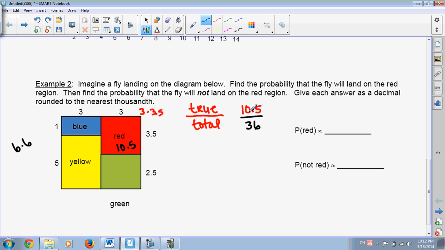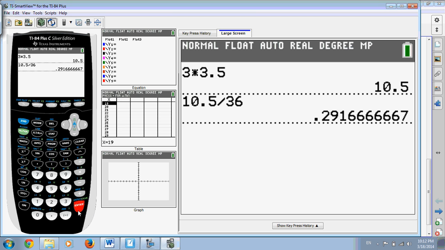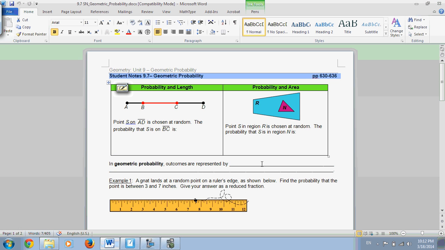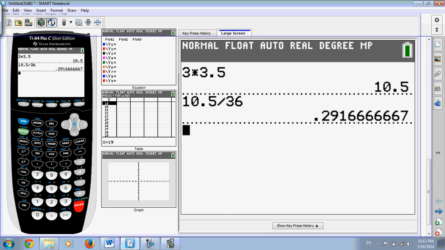So the area that's true is the red area, 10.5, over the area that's total, 36. So let's go to our calculators and figure out what 10.5 divided by 36 is. Okay, and the question asks us to round to the nearest thousandth, that is 3 decimal places. So 0.291, but the 6 rounds the third decimal place up to a 2. So 0.292 would be the probability that the bug would land on red.